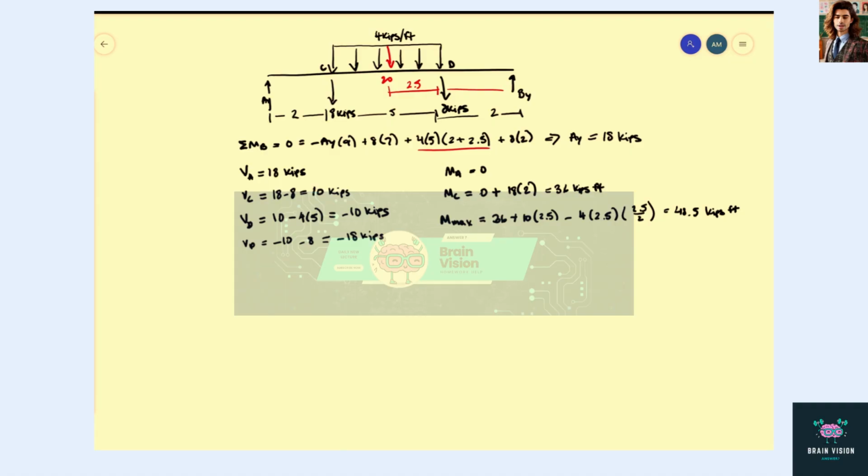And then our moment at D is going to be 36 plus 10 times 5 minus 4 times 5 times 5 over 2, and we get 36. And then our moment at B is going to be 0.